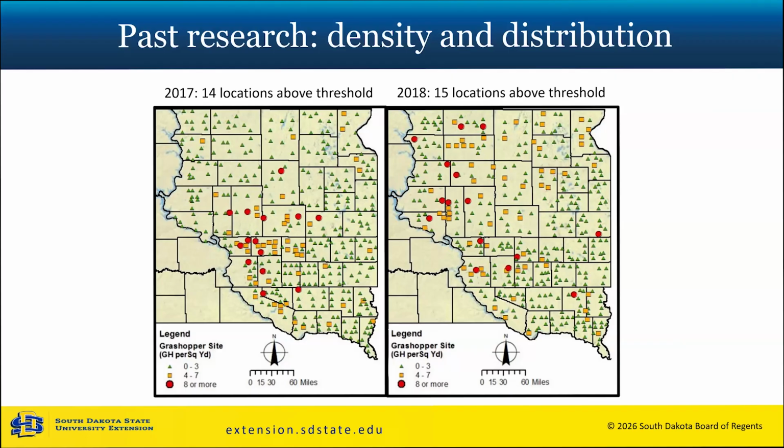And the takeaway for this, though, is the distribution of it, right? 2018 reached thresholds in different counties than 2017 did. And we show this because with pests, especially with insects, you have to go out in your field to monitor, to scout, to look for what's in your field because it could differ year to year, and it always does.